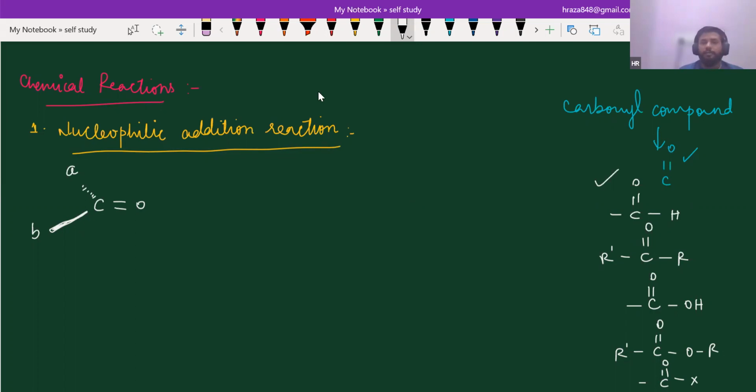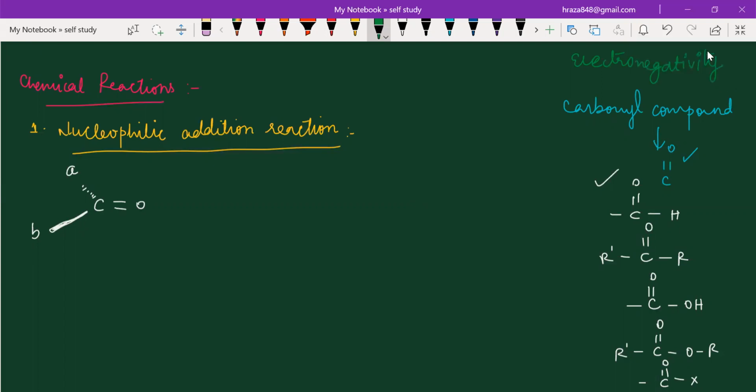So the first reaction comes out to be this nucleophilic addition reaction. So see how we are going to add a nucleophile to this carbonyl compound. First of all, this oxygen is the second most electronegative element in the periodic table. That means the oxygen is very, very electronegative. Can anyone define or explain what is electronegativity?